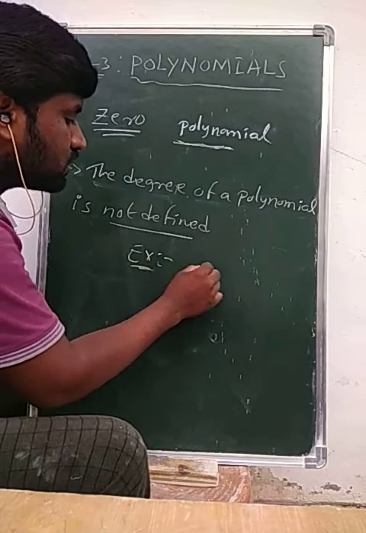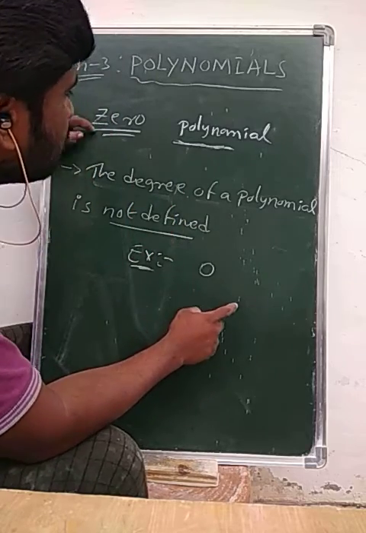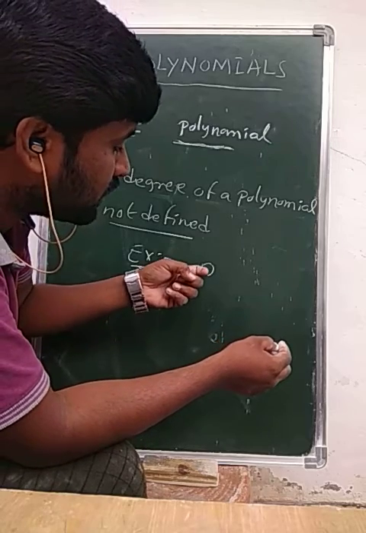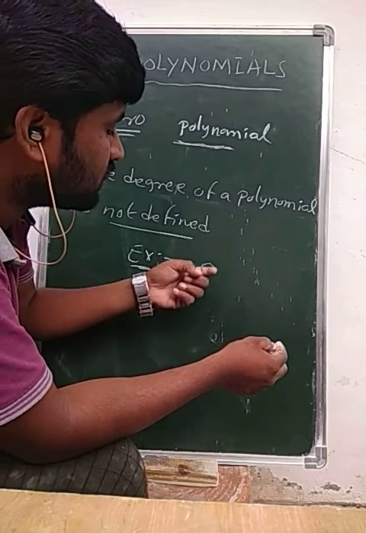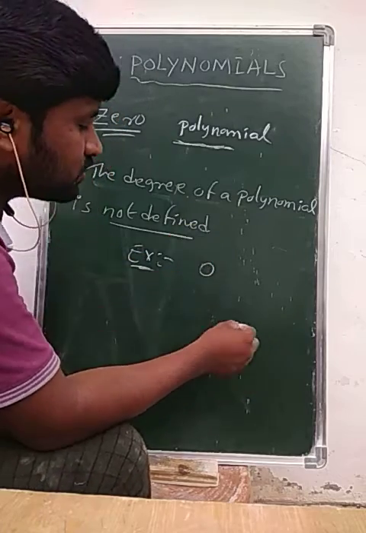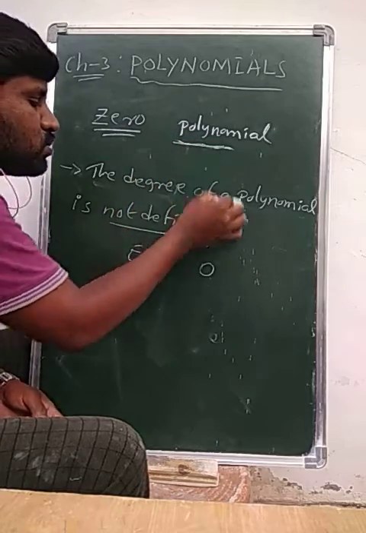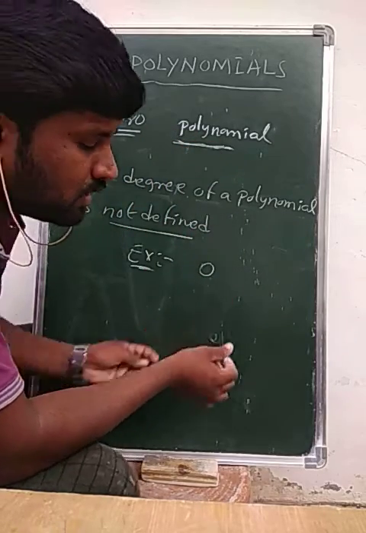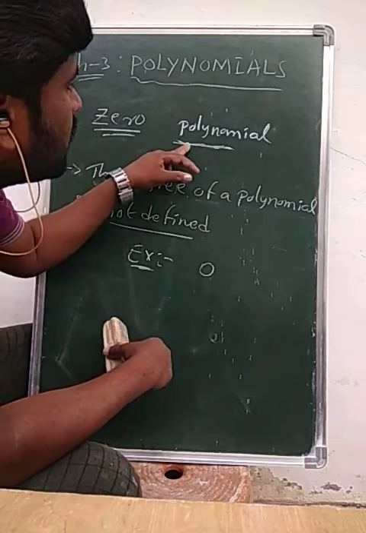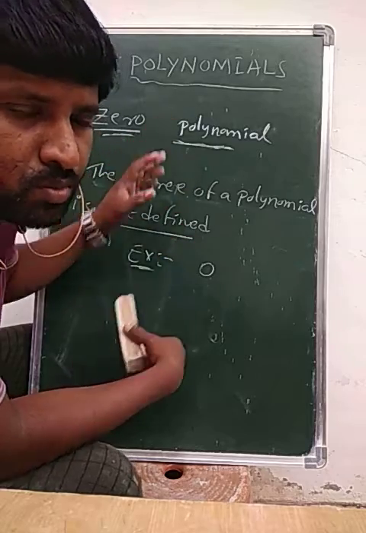Example is 0. The example of a zero polynomial is 0 only. What is the degree, what is the power of 0? Yes, that's why it is not defined. That's why this is the best example of a zero polynomial. Zero polynomial means the degree of a polynomial is not defined.